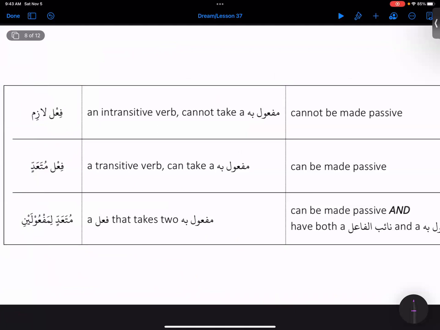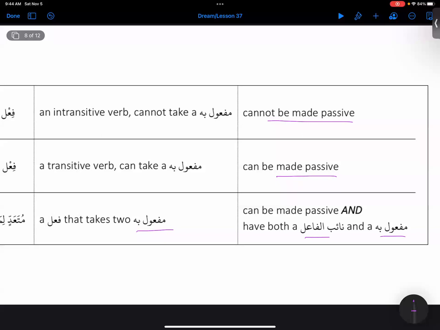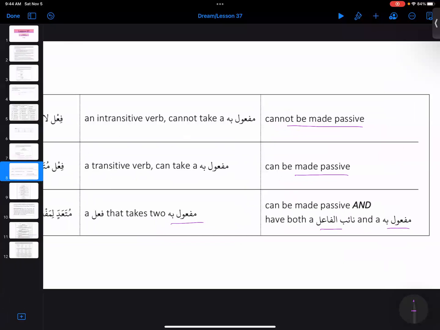Okay, now fa'il lazim. If someone asks you what is fa'il lazim, you should answer in one quick sentence: this is an intransitive verb, it cannot take a maf'ulun bihi and cannot be made passive. That's it, simple and easy. Fa'il lazim cannot be turned into passive, and it does not need or cannot have maf'ulun bihi. Fa'il mutaddi is a transitive verb, and it can take a maf'ulun bihi and can be made passive. And mutaddi li maf'ulain means a fa'il that takes two maf'ulun bihi and can be made passive and has both naib fa'il and maf'ulun bihi. Right, so this is the summary of what we learned so far.